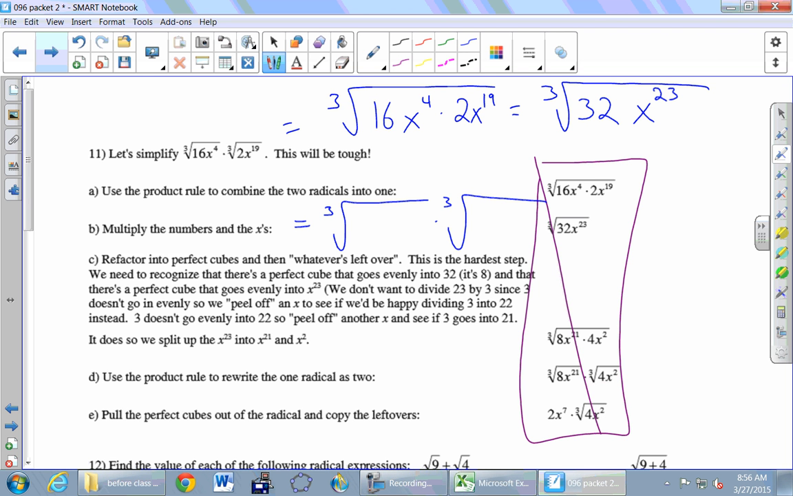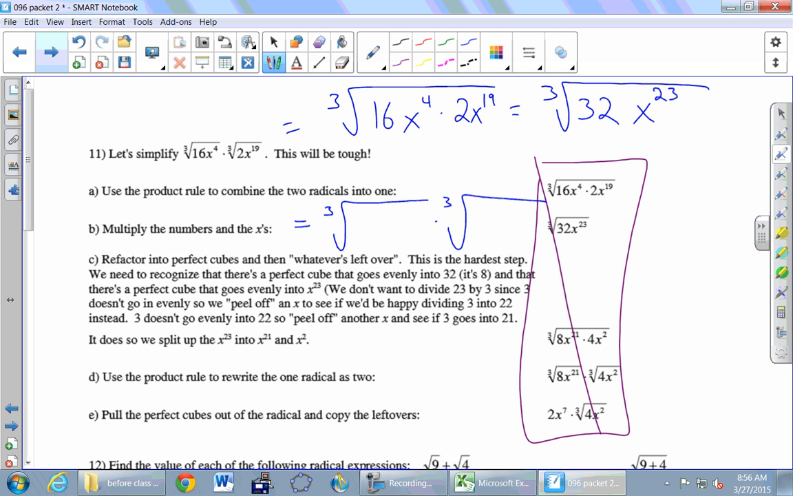That's exactly what we're going to do. We're going to split that 32x to the 23 up into two different pieces, one of which is going to be a perfect cube. It's going to be really nice and we can deal with, and the other is just what's left over. So Ramses has exactly the right idea. We got to split this thing up.